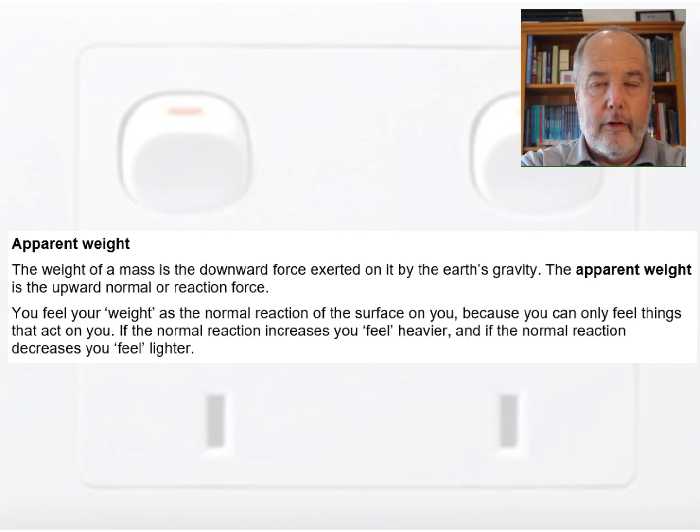Your weight is the force of attraction of the Earth on you. Your apparent weight is the upward normal or reaction force. This force can vary depending on your acceleration, because you feel how hard the floor is pushing on you, not how hard you're pushing on the floor, because you're not the floor. You can only feel forces that are being exerted on you.